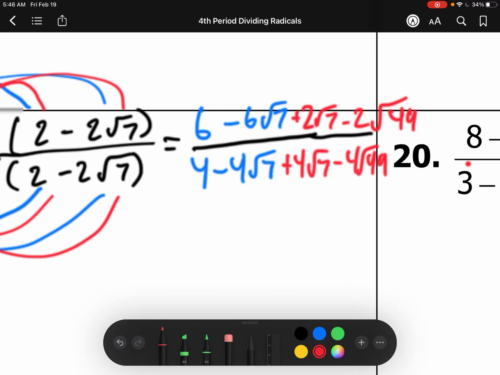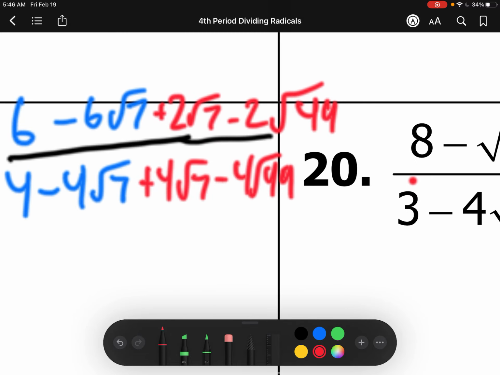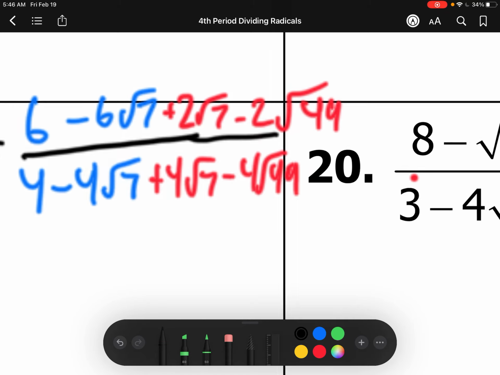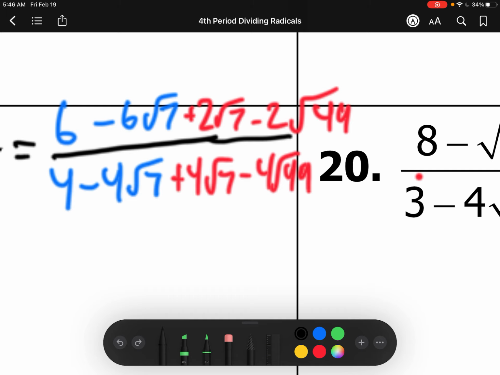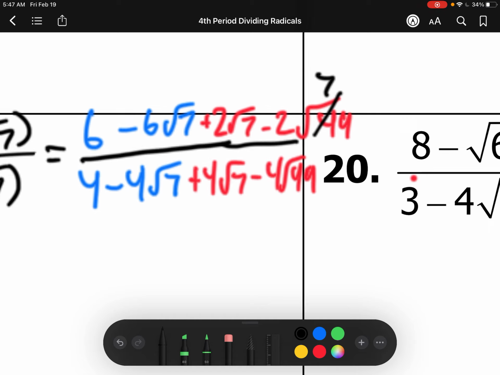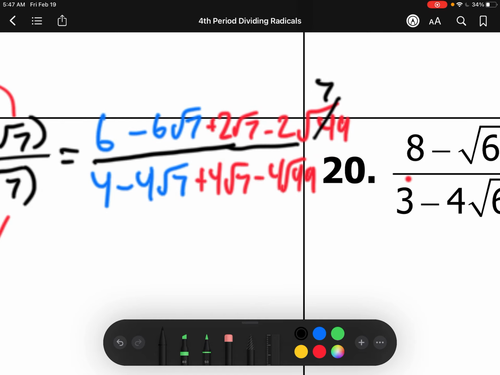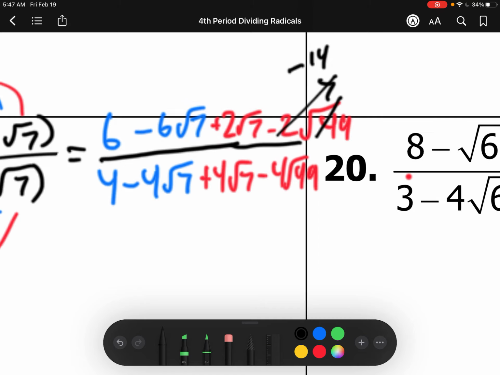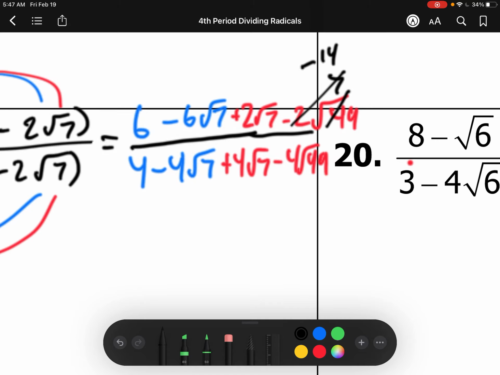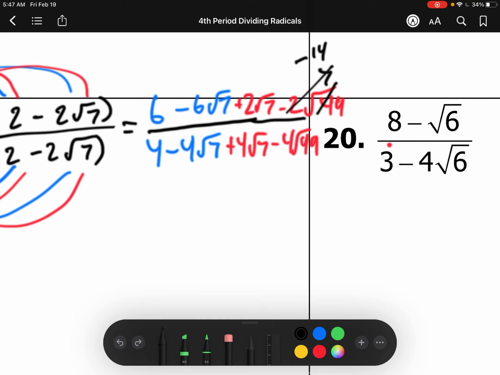So let's go ahead and simplify these. I can't simplify anything here, right? I can simplify this, though. The square root of 49 is 7. So I have negative 2 times 7, which is negative 14, right? All right, so that's what's simplified in my numerator. I can actually combine those as well. We have a like radical. So let's go ahead and combine like terms now.